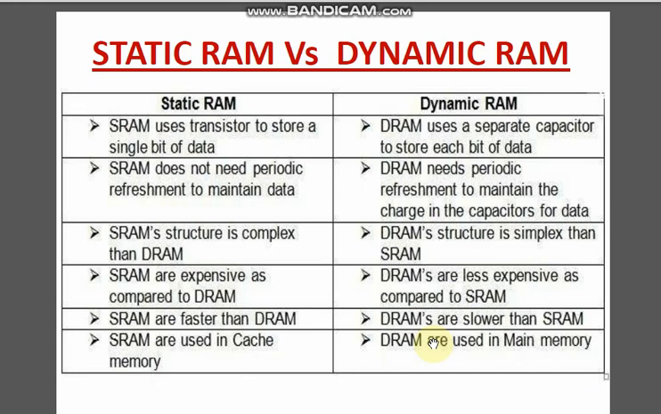So the difference between these two: SRAM uses transistors to store a single bit of data. SRAM does not need periodic refreshing to maintain data. SRAM structure is more complex than DRAM and it is more expensive than DRAM, and SRAMs are faster and are used in cache memory. Whereas DRAM uses a separate capacitor to store each bit of data. DRAM needs periodic refreshing to maintain the charge in the capacitors. It is simple in structure. DRAMs are less expensive compared to SRAM, and slower than SRAM. DRAM is used in main memory.